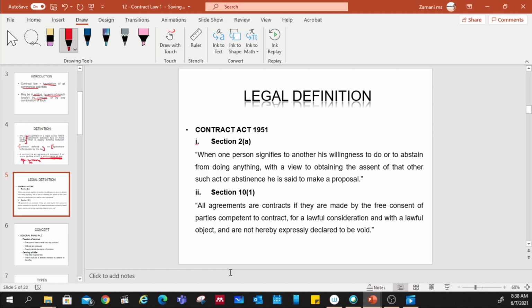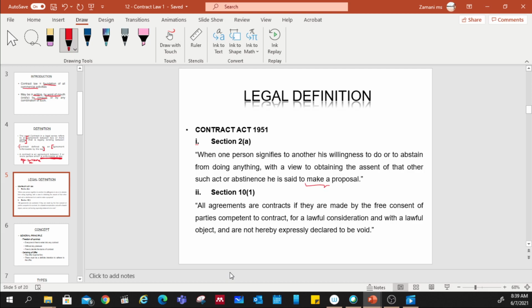This is all about legal. When one person signifies to another his willingness to do or to abstain from doing anything with a view to obtaining the assent of that other to such act or abstinence, he is said to make a proposal. So you are going to have a proposal, something that you are willing to do. You want to give somebody something, or ask him to do something. There's no force on you to do that. So you make a proposal first.